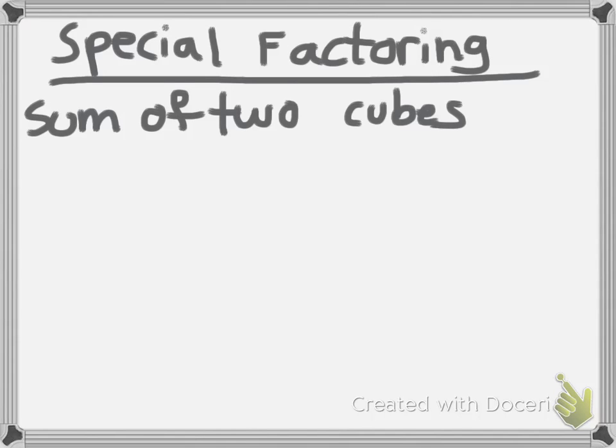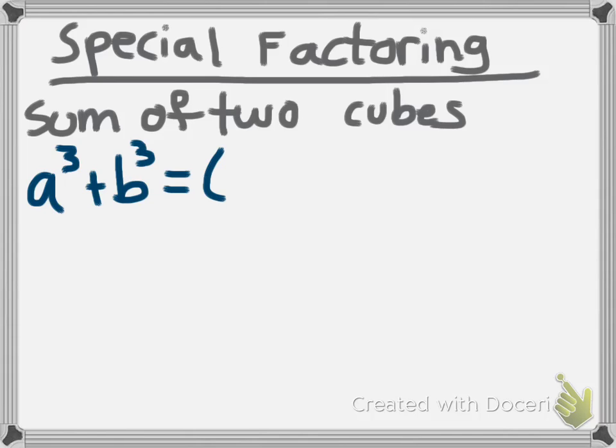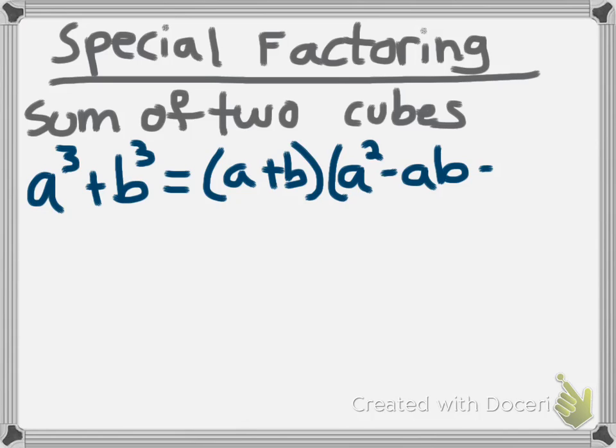Okay, so let's continue talking about special factoring. We're now going to use the next pattern, the sum of two cubes. So let me write down what that pattern is. We know that the sum of two cubes, if it looks something like a cubed plus b cubed, this certainly can factor, and this pattern is (a plus b)(a squared minus ab plus b squared).